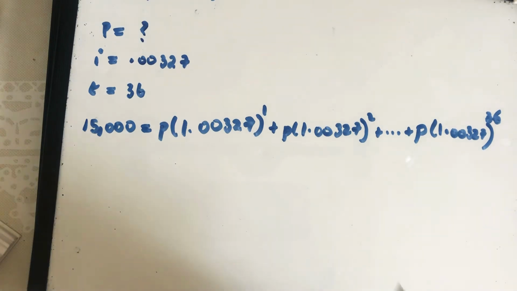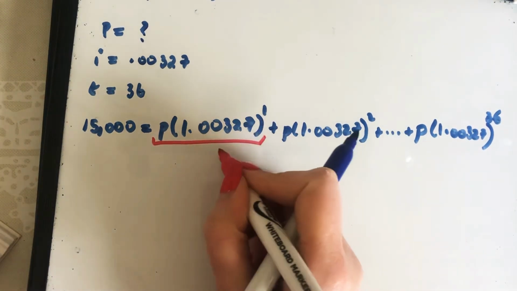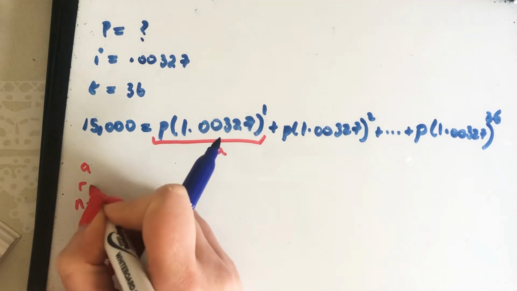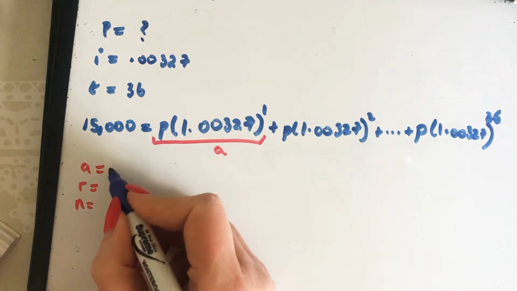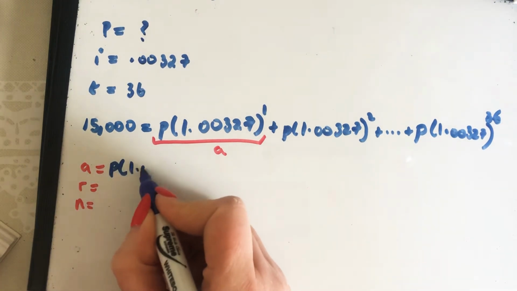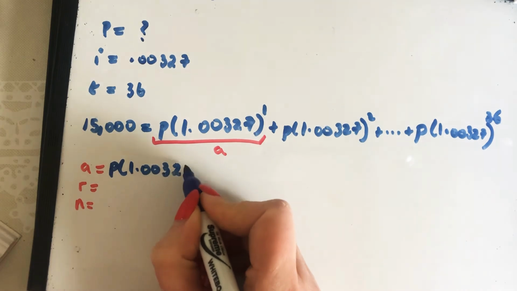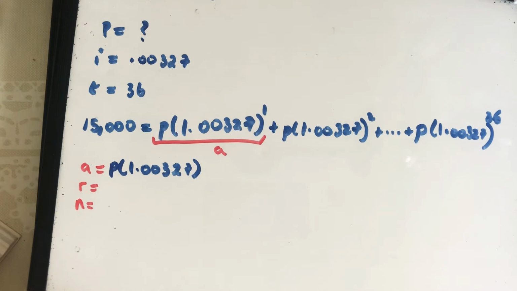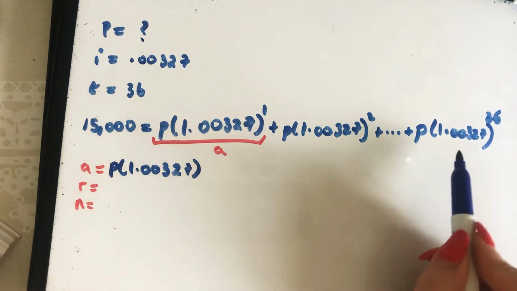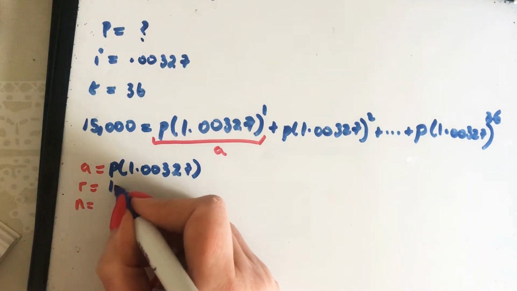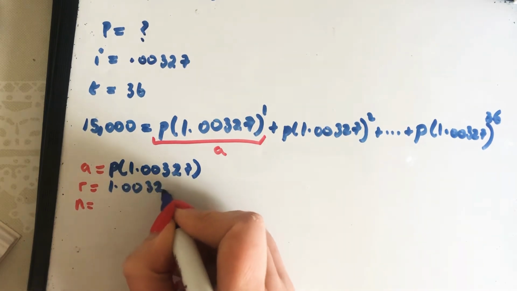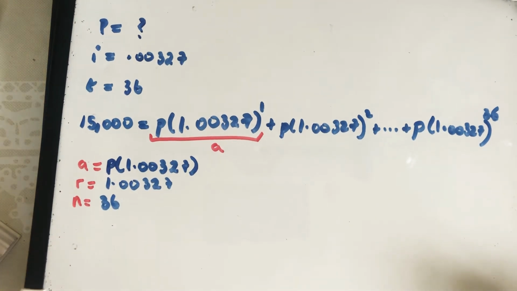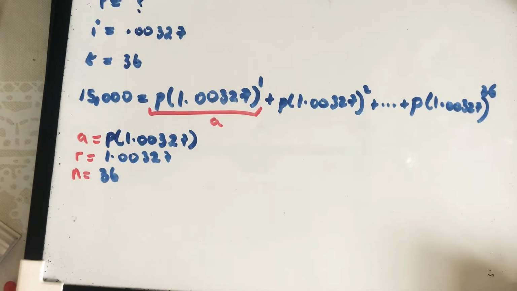Okay, now from this then we can deduce what is our A, our R and our N for our geometric sequence formula. So here is our A, which is the first term. Well, the A is as above, P(1.00327). It is our first term in our series. You can see it's term number 1. Our R is our common ratio. What are we multiplying each term by to get the next term? And we can see it's the bracket, so 1.00327, and our N is 36 instalments.